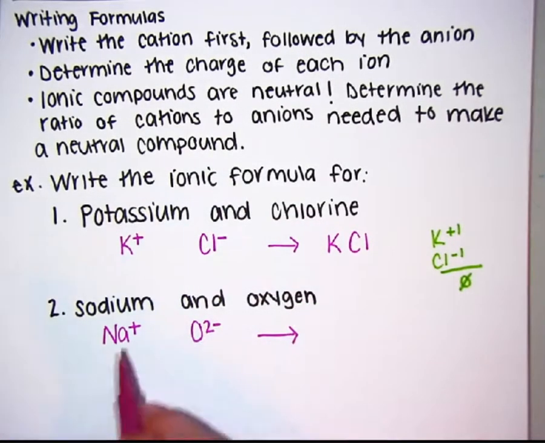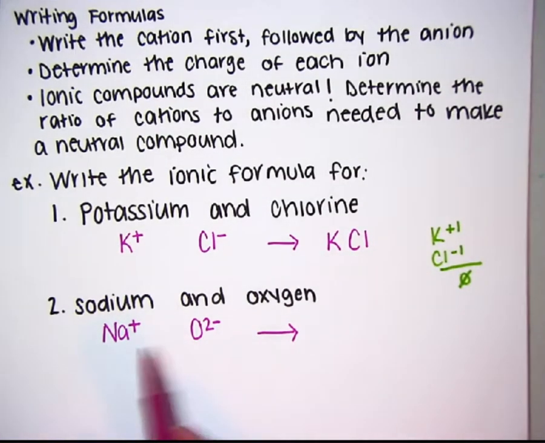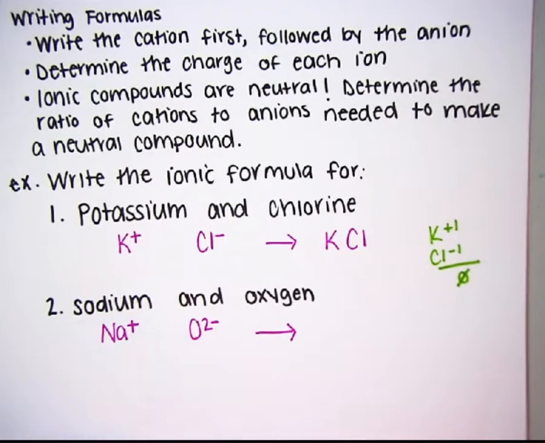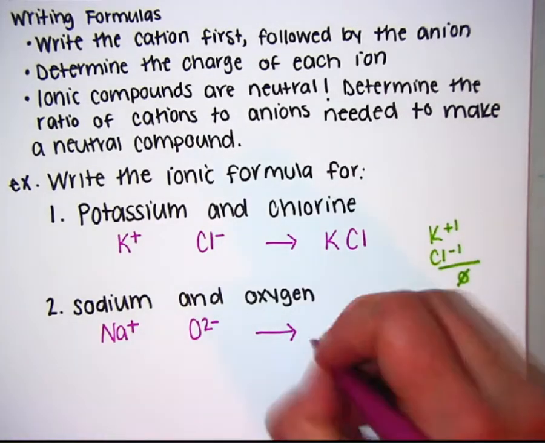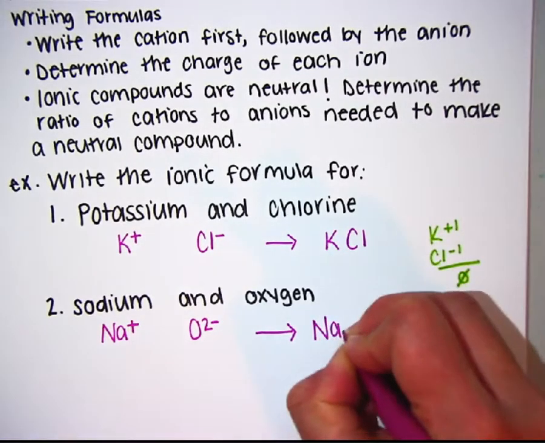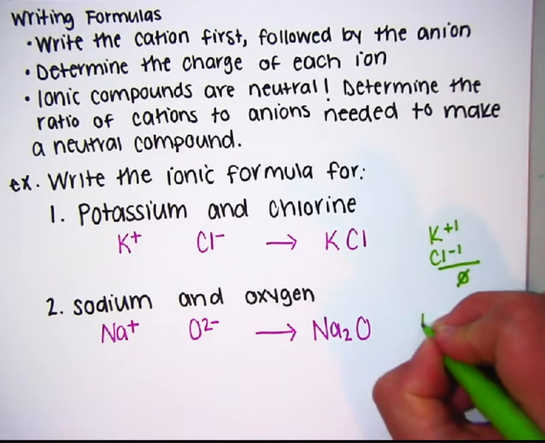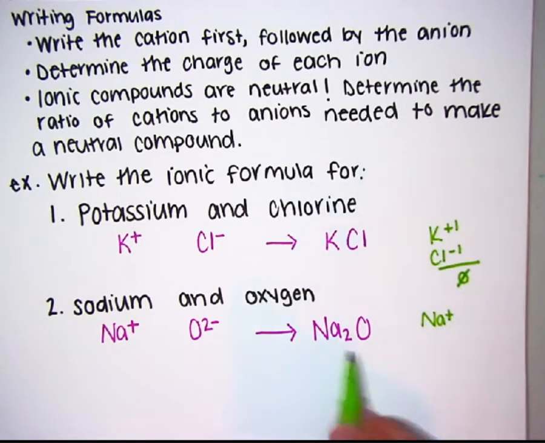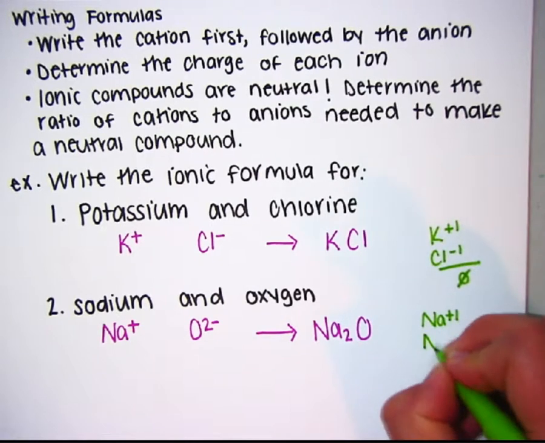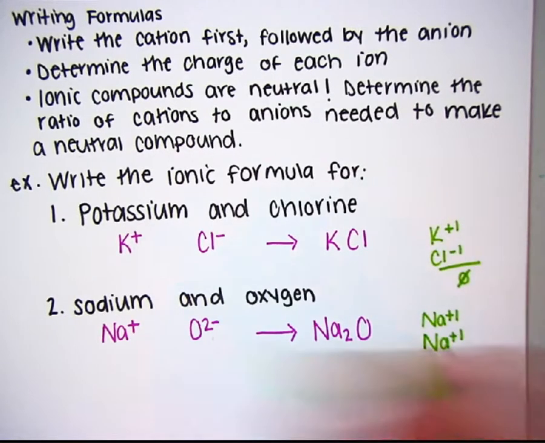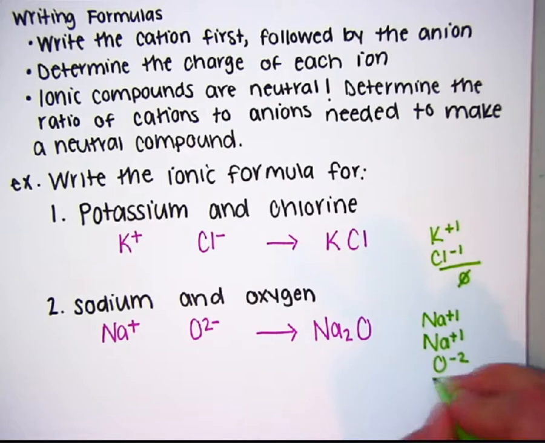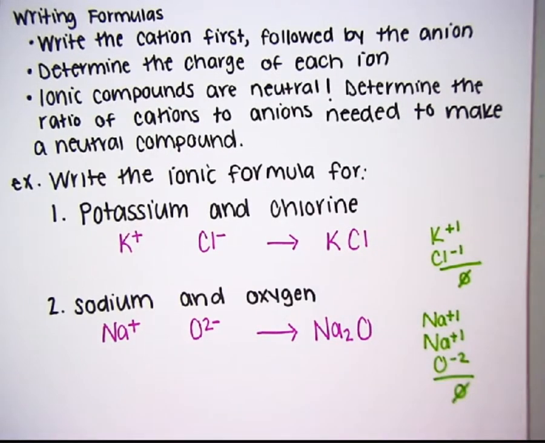This one is not a 1-to-1 ratio. Oxygen has a charge of -2. So how many positive 1s do I need to cancel out that -2 charge? Well, I would need 2 sodiums and 1 oxygen. Again, you could do the math, draw out all of your ions, and check your charges. Sodium is +1, and I would have 2 of them. Oxygen is -2. 1 + 1 is 2, minus 2 is 0, so it's neutral.